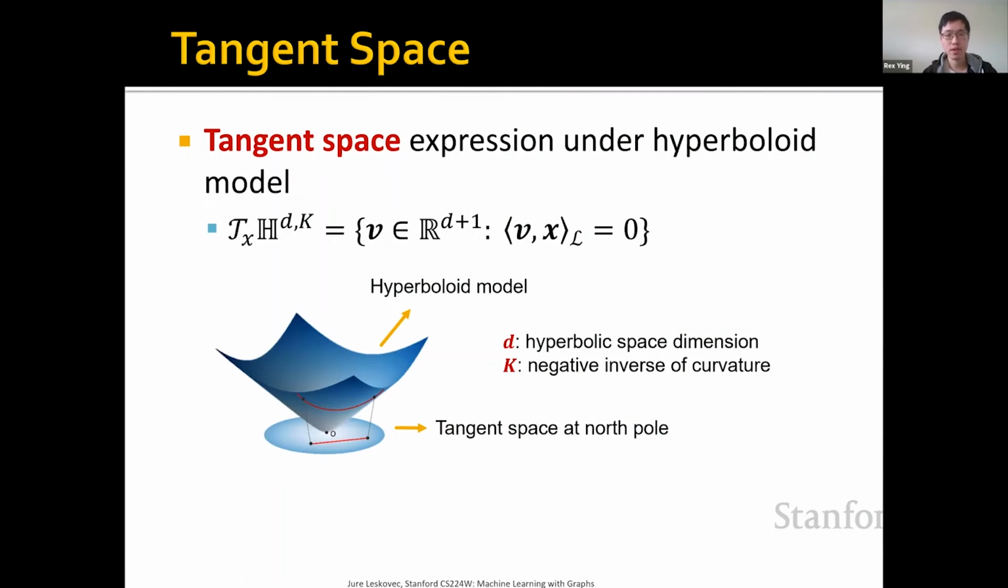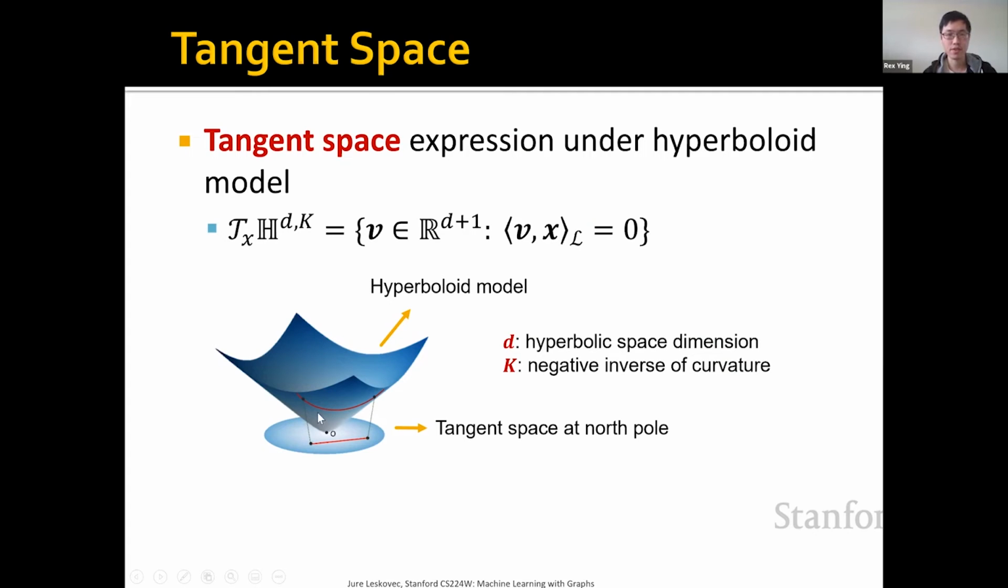Another important concept is called the tangent space. As we mentioned, the tangent space is basically a Euclidean approximation at a local point of the manifold. In a local neighborhood of the manifold, we can have a Euclidean space that is tangent to the manifold, but only touching the manifold at this one point. For example, in this visualization, we have the hyperboloid model again, representing the hyperbolic space, and the tangent space at the North Pole, which is the bottom of the hyperboloid, is drawn over here.